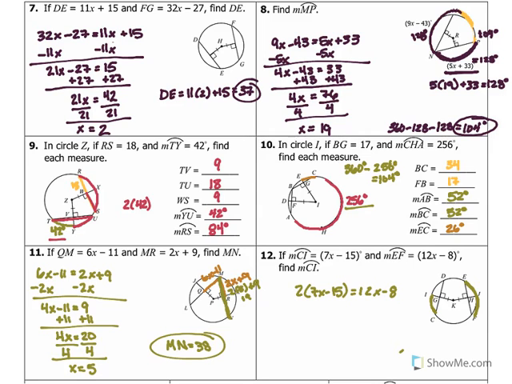So we're going to set those equal, and then we're just going to have to plug in for x at the end. So let's divide by 2 first. And we get 7x minus 15 equals 6x minus 4. Let's add 4 to both sides.